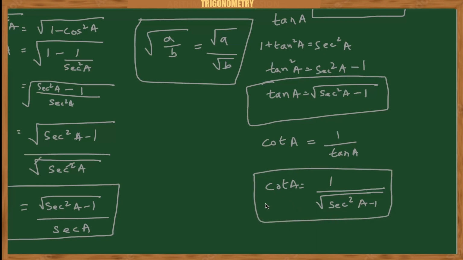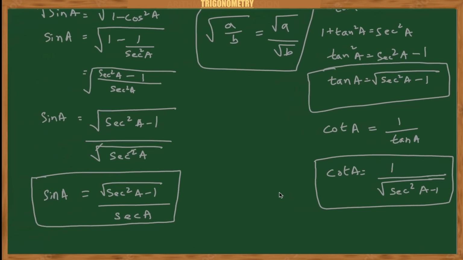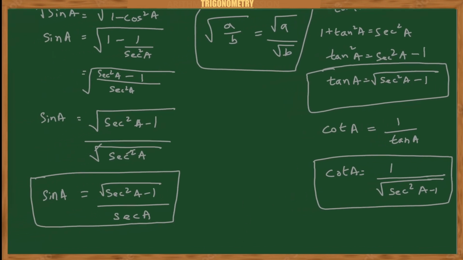Okay, so what is next? Next is cosecant. We know what cosecant is. Cosecant is nothing but, cosec A is equivalent to the reverse of sin A. So remember this. We have already found sin A, so it is the reverse of sin A. So we can put it something like this.